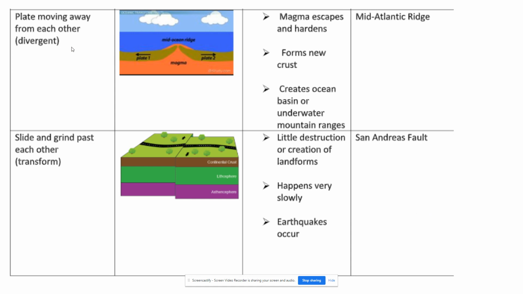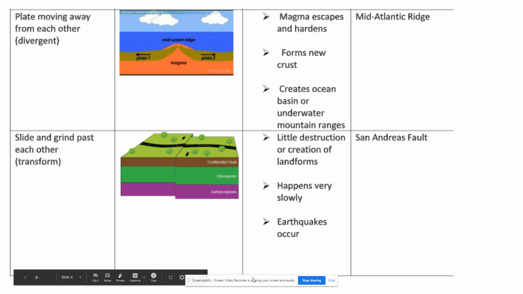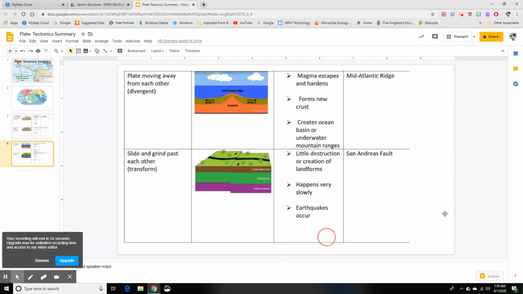So make sure you're comfortable with what's happening at each type of plate boundary, and we will hope that you do well on your quiz.